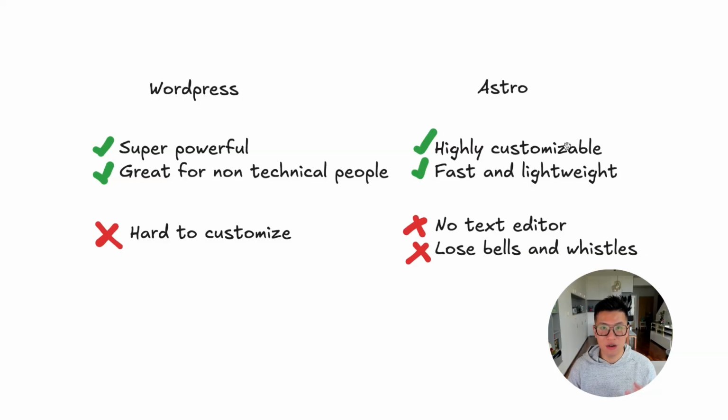Especially if you know how to AI code, you can make it do anything you want without plugins. But the downside is there's no inbuilt text editor. You got to download a separate tool. So adding new blog posts manually will be a little bit harder, and you lose a lot of the tools that support the WordPress ecosystem.